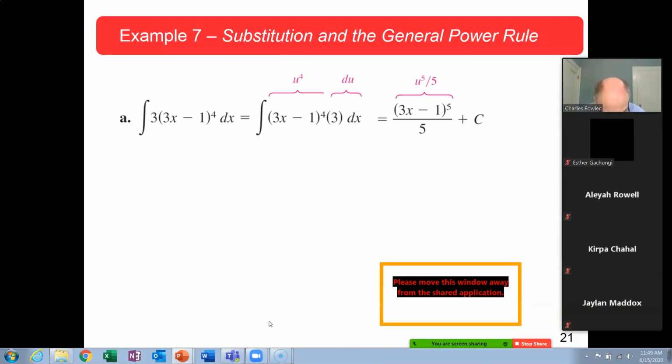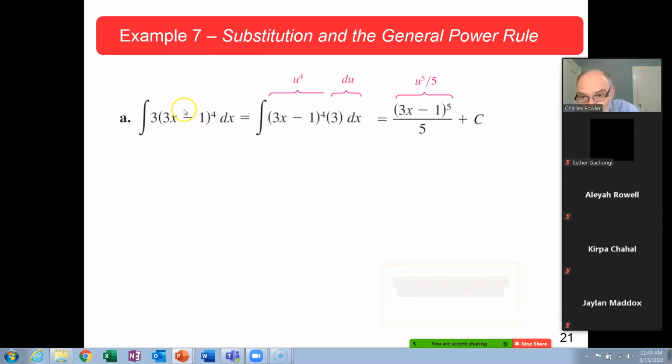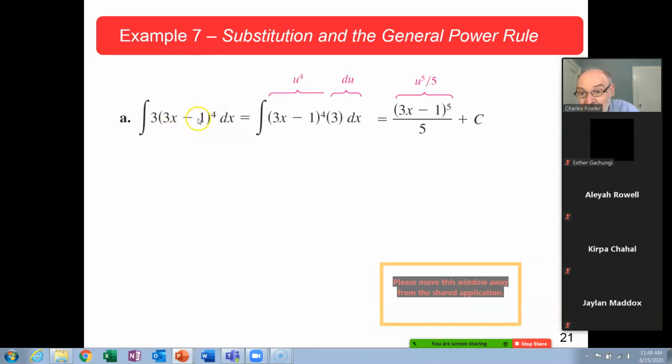So, James, we're on Chapter 5, Integration, 5.5, Integration by Substitution. If you've got the text, on page 337, Example 7, just about the middle of the page, the A part. And what we just said: if you start with the innermost part of the most complicated part of the problem, the most complicated part here is raising something to the fourth power. The innermost part of what you're raising to the fourth power is 3x minus 1.